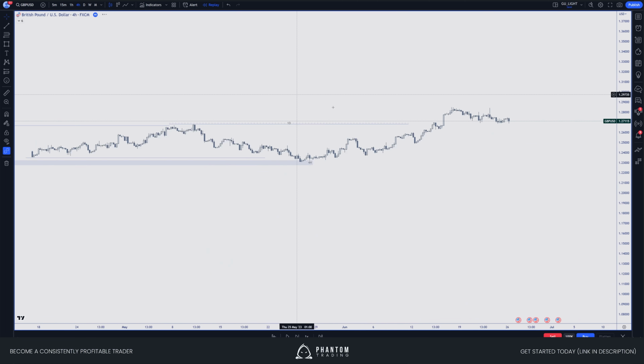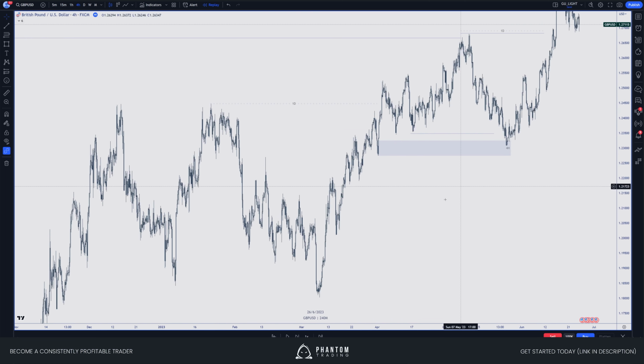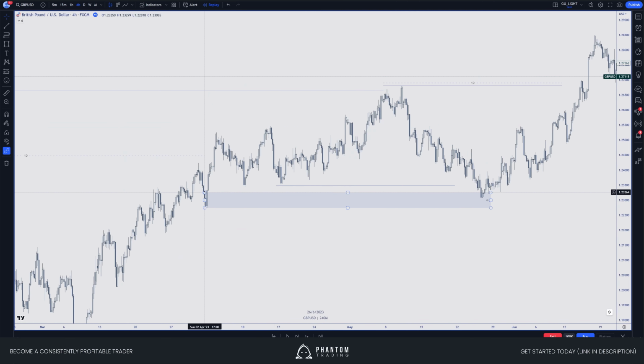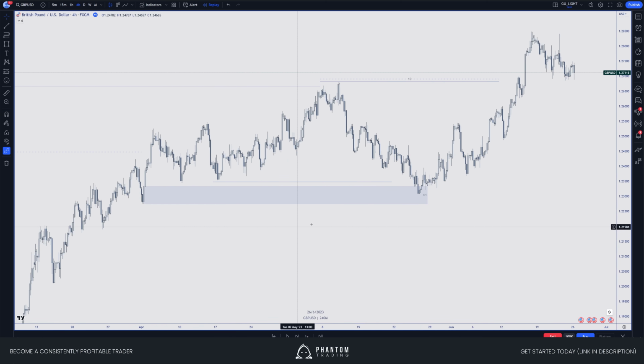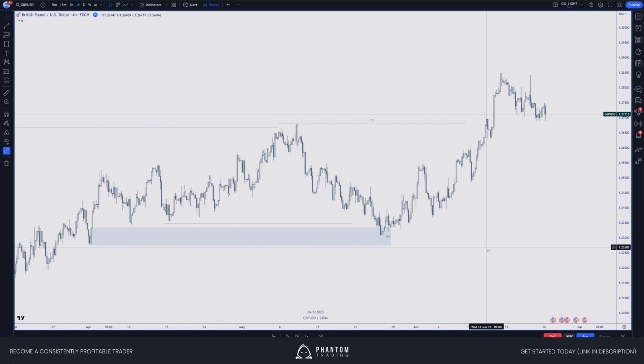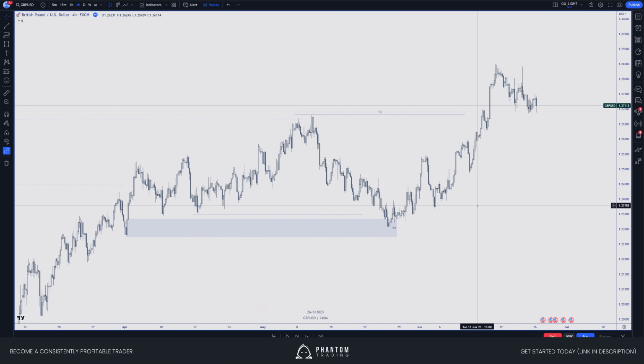Now moving down to the 4-hour, let's see what our 4-hour looks like here. So I've marked out this little range here. That makes sense. I mean, you could mark out this bullish candle here if you want to, whatever makes sense to you. And then in terms of 4-hour structure, it's pretty simple.